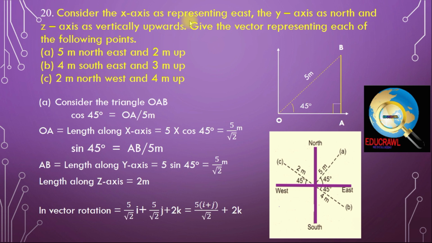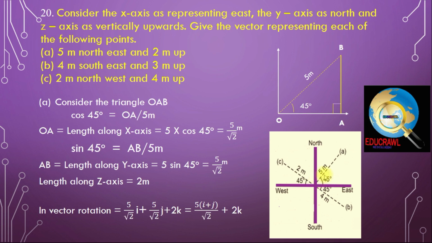See, consider the x-axis as representing the east, y-axis the north, and z-axis is vertical upwards. Give the vector representation of each of the following points. First point A is given as 5 meter northeast and 2 meter up. B is 4 meter southeast and 3 meter up. C is 2 meter northwest and 4 meter up. So first we will represent this A, B, C in a direction. Just follow my pointer: north, south, west, east. So it is given 5 meter northeast.